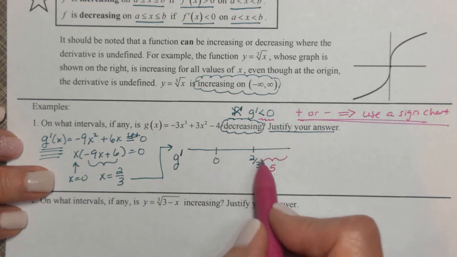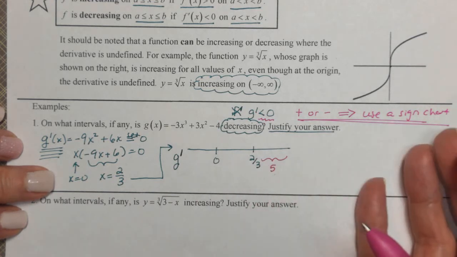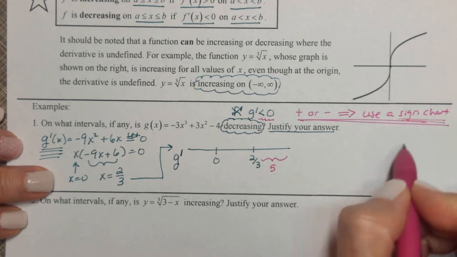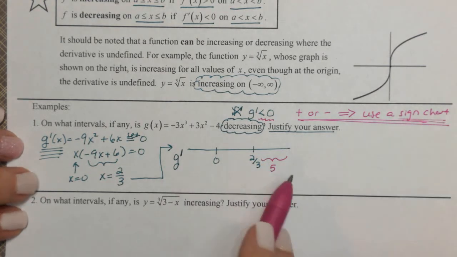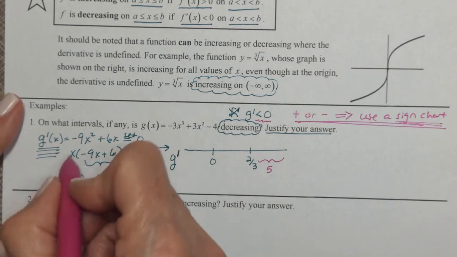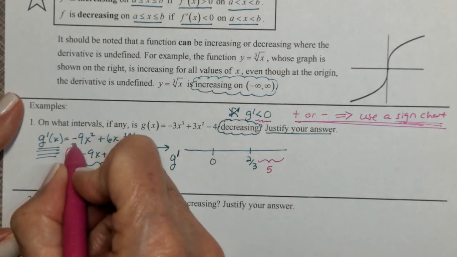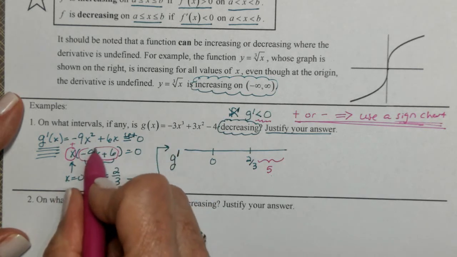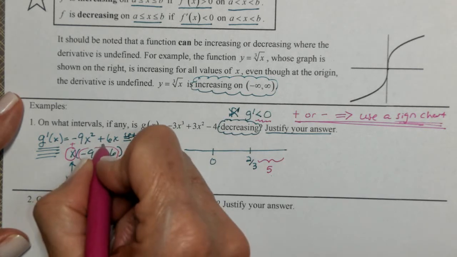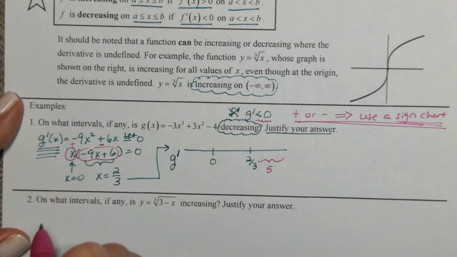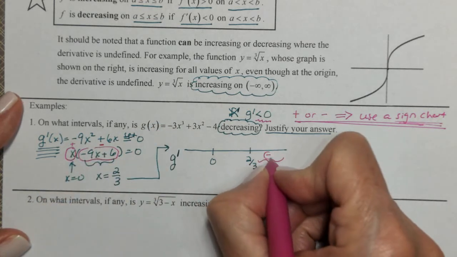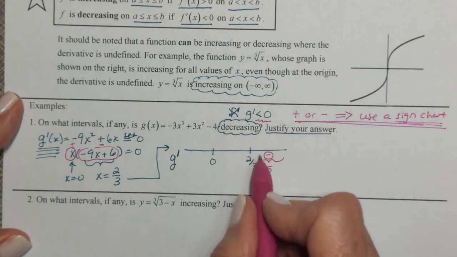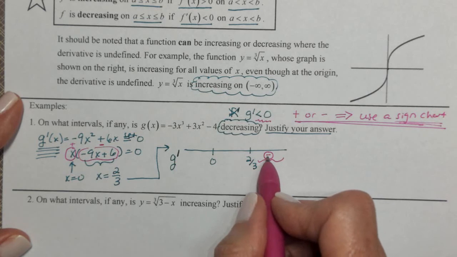Remember that we don't care about the value, we only care about the sign because we are doing a sign chart. So when I put positive 5 in, I have a positive, and if I put 5 in for the other factor, I'll have negative 45 plus 6. That's negative. A positive times a negative is a negative. So to the right of 2/3, our g prime is negative.